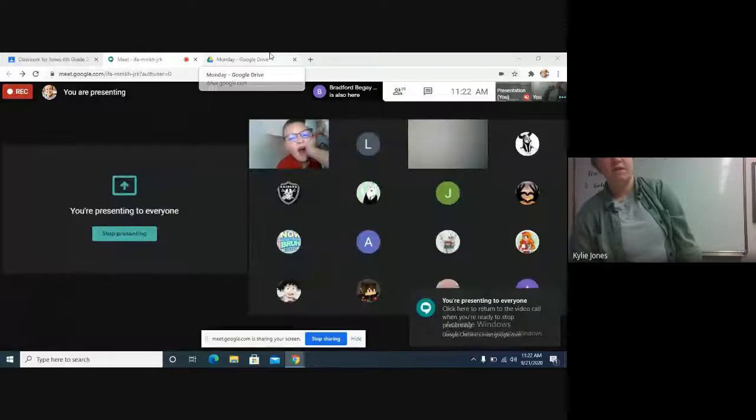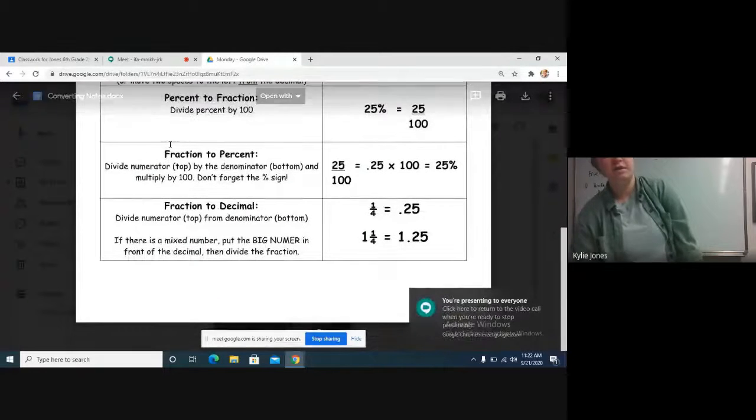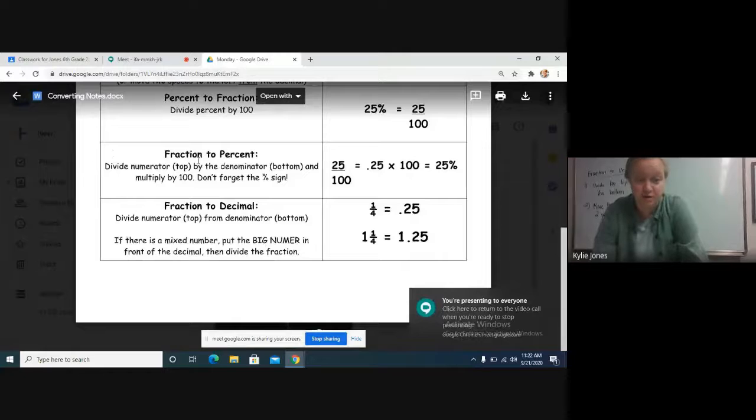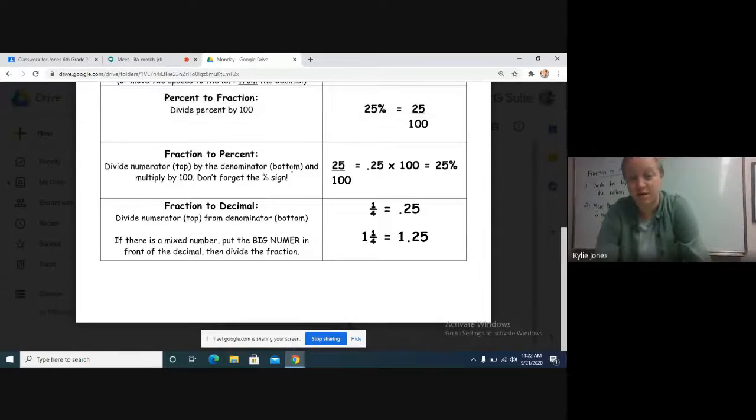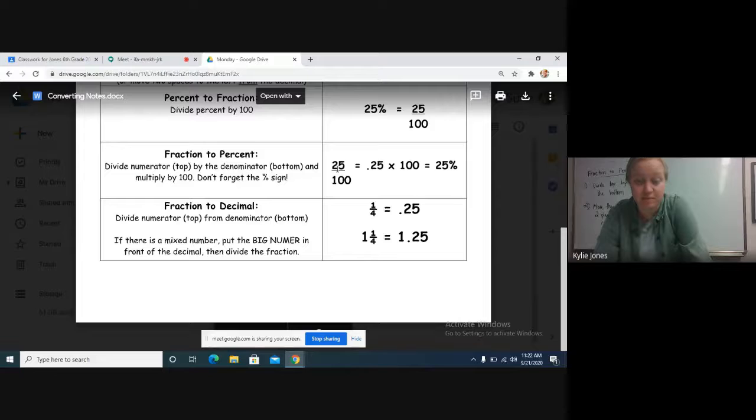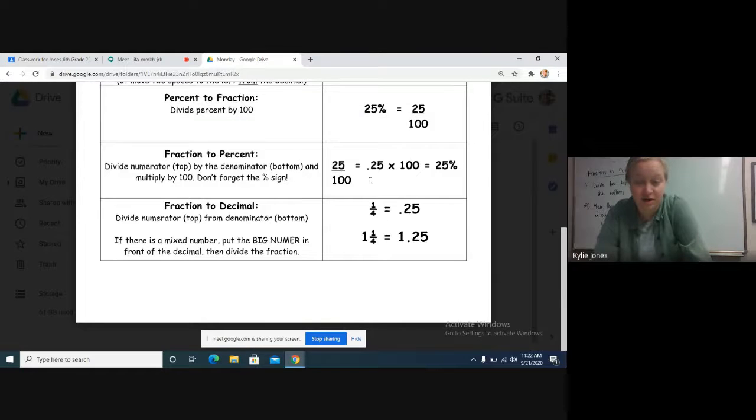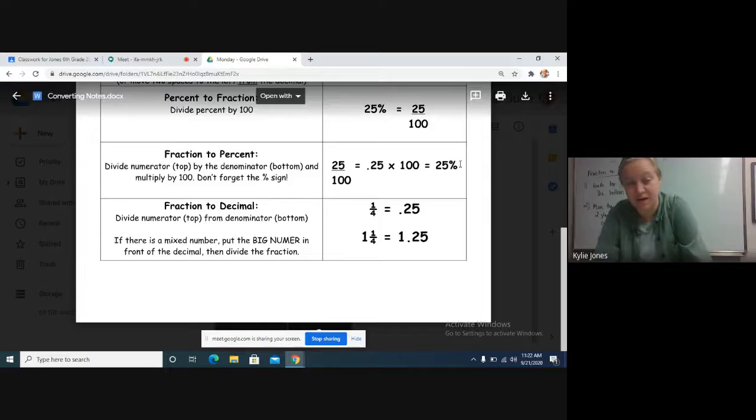All right, so if we look at fraction to percent, the steps here say divide the numerator, which is the top, by the denominator, the bottom, and then multiply it by 100. And like I said, when you multiply by 100, you're really just moving the decimal 2 places to the right. And then you just need to add a percent sign. So basically, they divided 25 over 100, and they got 0.25. Then they moved the decimal 2 places to the right, got 25, and added a percent sign.